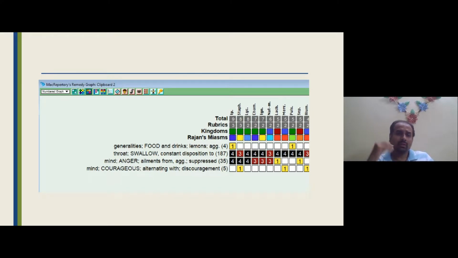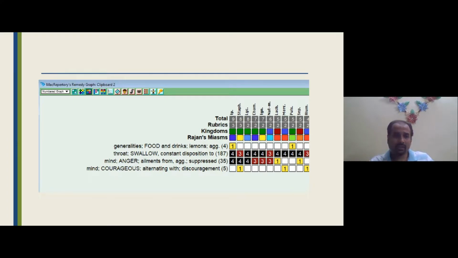So when we reach the analysis, we see that there was aggravation from lemons, and a constant desire to swallow. Whenever this patient used to come and talk to me, within a couple of minutes, I would ask her about her state, about what is happening with her, and she used to talk to me, and then she used to deglutitate the saliva. This is a very important observation which you need to make in your cases.